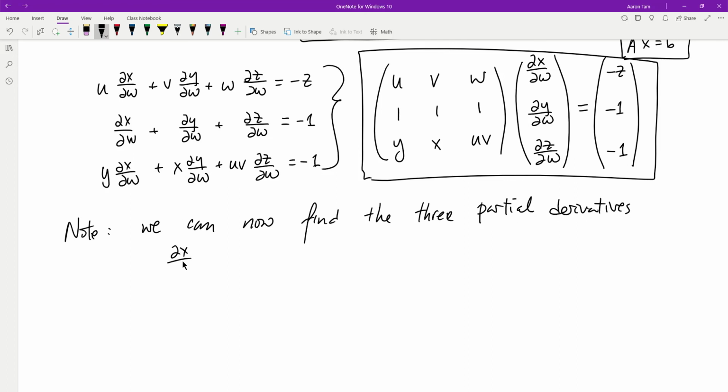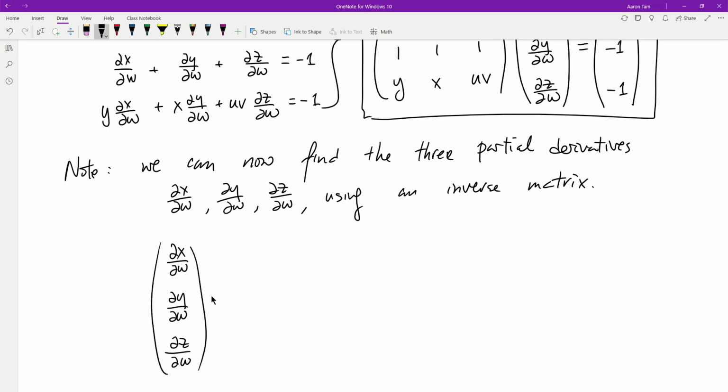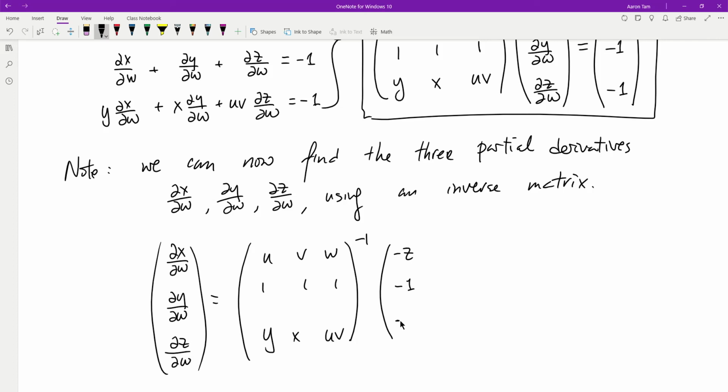In this case, dx/dw, dy/dw, and dz/dw using an inverse matrix. What do I mean by that? Meaning that now I can say dx over dw, dy over dw, dz over dw would technically equal the coefficient matrix [u, v, w; 1, 1, 1; y, x, uv] inverse multiplied by [negative z, negative 1, negative 1]. So that becomes what the partial derivative equals.